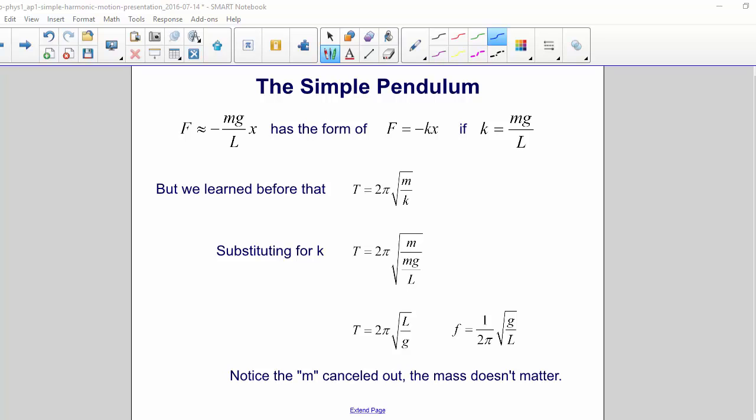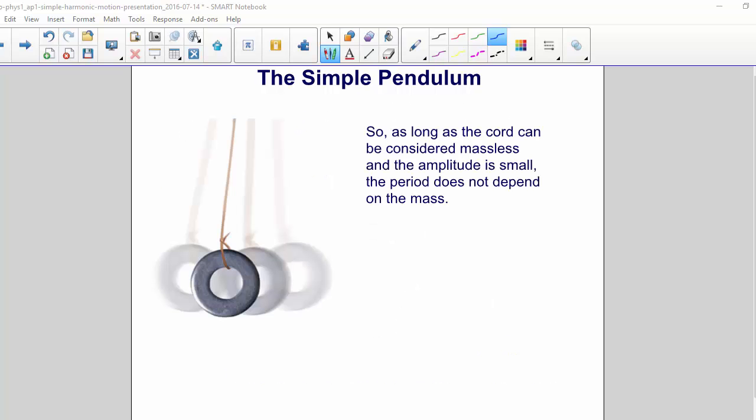g over L. Again, notice that m canceled out, which means the mass does not matter. So as long as the cord can be considered massless and the amplitude is small, the period does not depend on the mass.